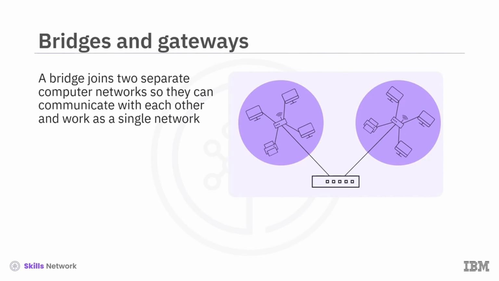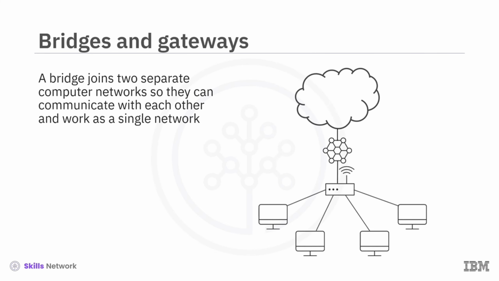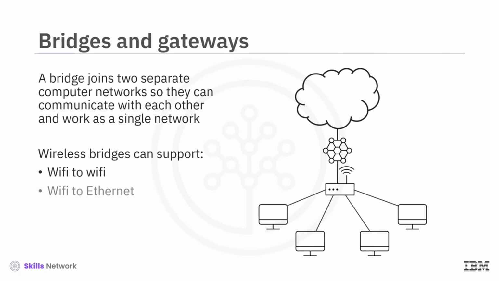A bridge joins two separate computer networks so they can communicate with each other and work as a single network. Bridges can be wired or wireless. Wireless bridges can support Wi-Fi to Wi-Fi, Wi-Fi to Ethernet, and Bluetooth to Wi-Fi connections.